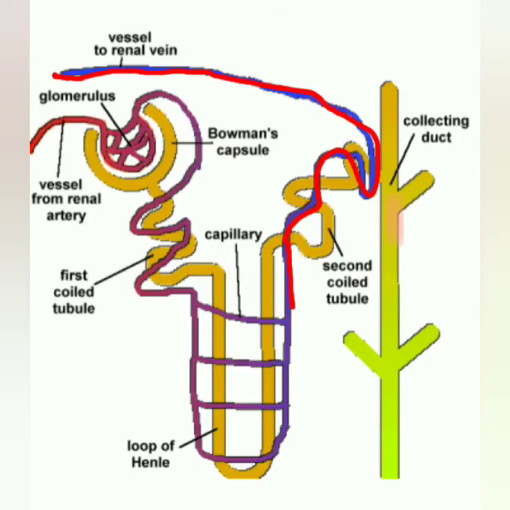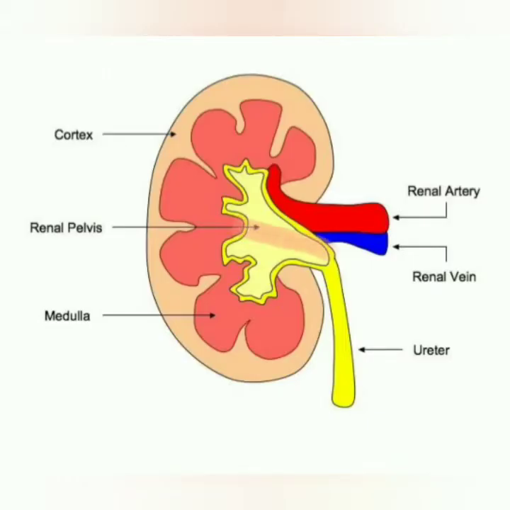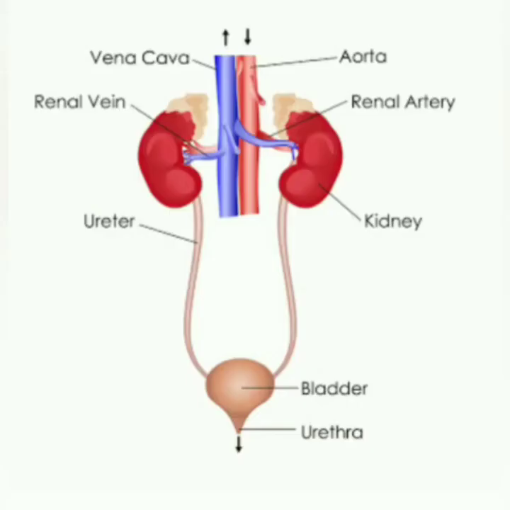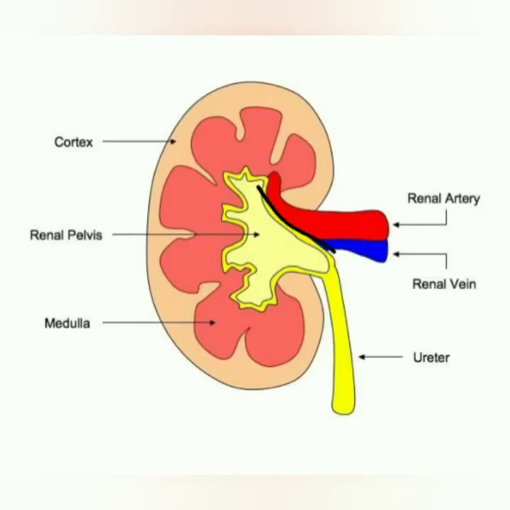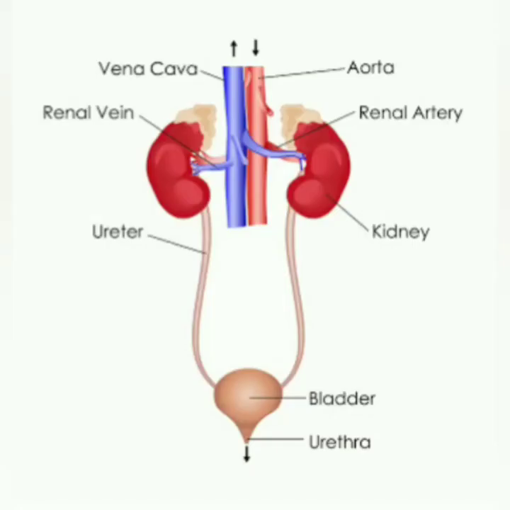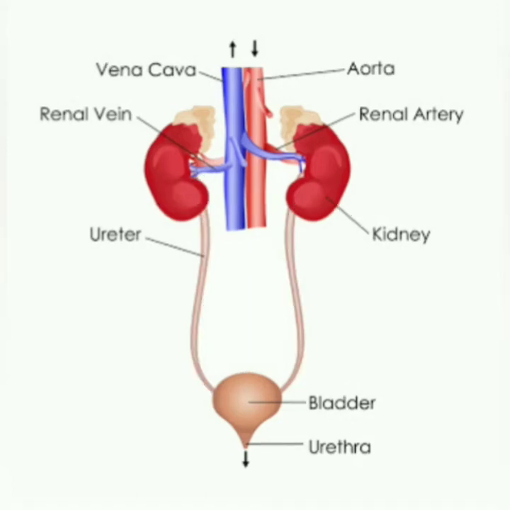So urine from the collecting duct is transported through ureters. Ureters are a pair of tube-like structures that originate from the renal pelvis of both kidneys. They receive urine from the kidneys and transport it downwards towards the urinary bladder.